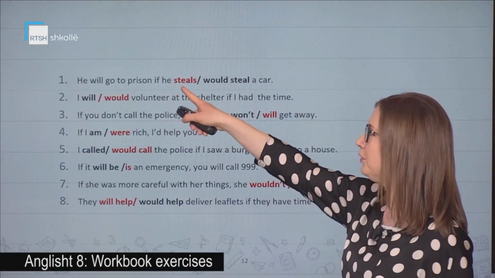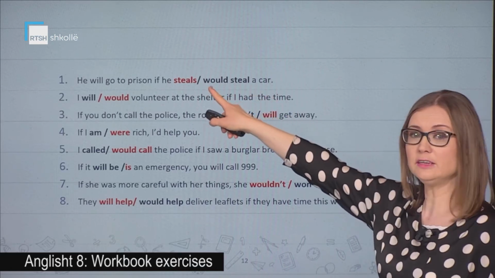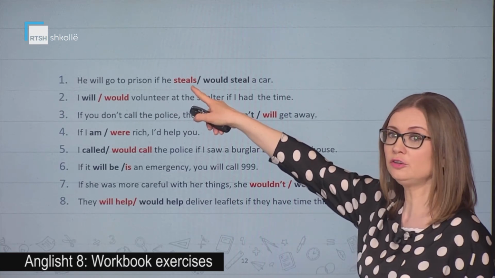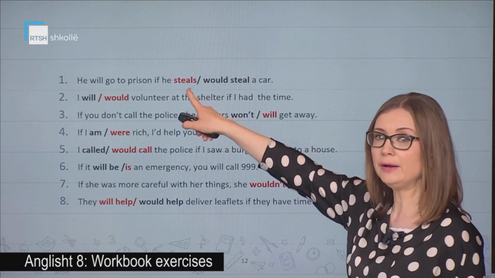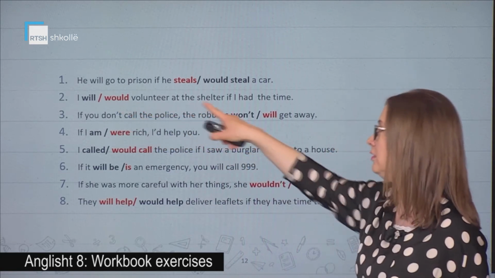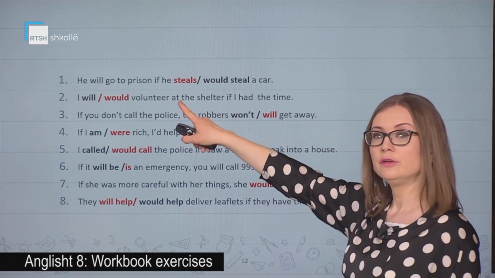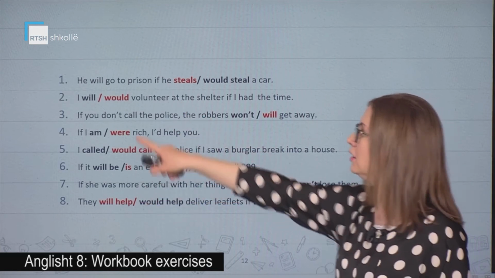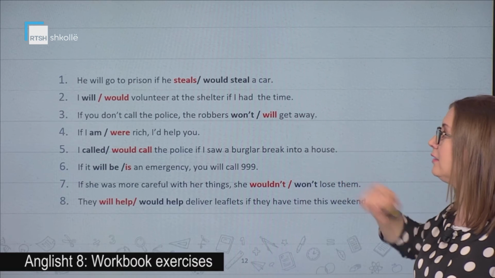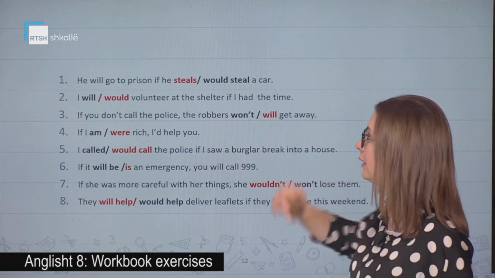He will go to prison if he steals or would steal a car. If he steals, we are referring to what? To the first conditional, conditional 1. I would volunteer at the shelter if I had the time. We have the second conditional here. If you don't call the police, the robbers will get away. We have the first conditional, conditional 1.